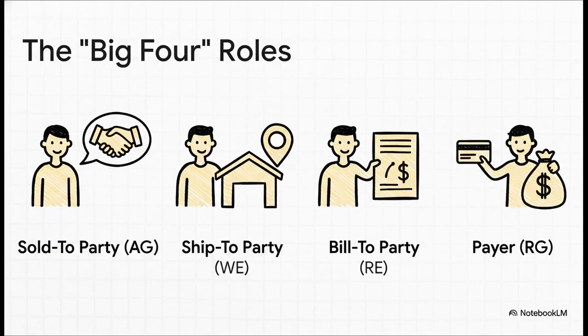And that brings us to the big four. These are the main characters in our play. First, you've got the sold to. They're the one who negotiates and places the order. Then the ship to. That's just the physical address where the goods go. The billed to gets the invoice. And finally, the payer. This is the one who actually cuts the check. Getting these four defined correctly is, well, it's everything.